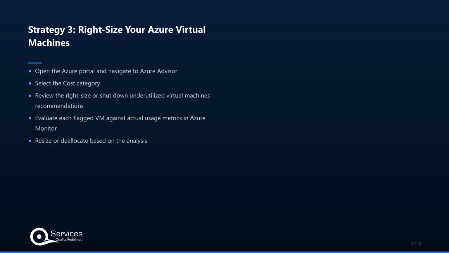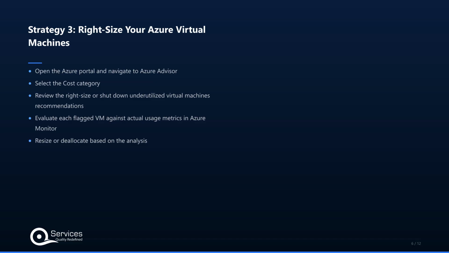Strategy 3. Right-size your Azure virtual machines. Right-sizing means matching your VM size to actual workload requirements rather than guessing high and paying for headroom you never use. This is one of the most direct ways to reduce Azure cloud costs for SMBs without changing a single line of application code. How to identify over-provisioned VMs.